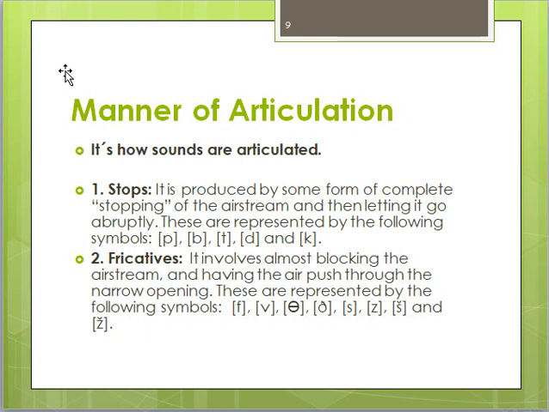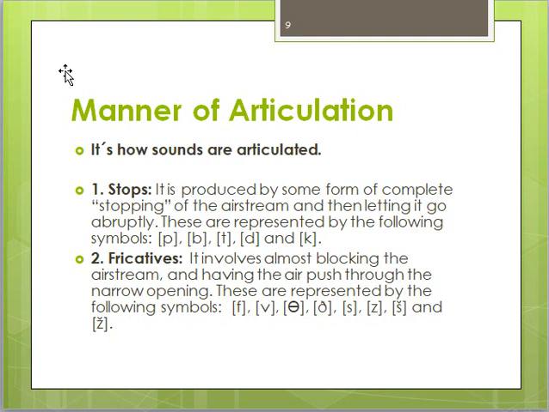Now those are the seven places of articulation. Now we come to the third type of classification, the third parameter according to which we classify consonants, which is manner of articulation. And again, it is how sounds are articulated or how sounds are produced.